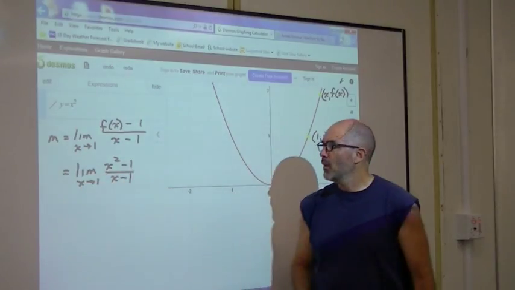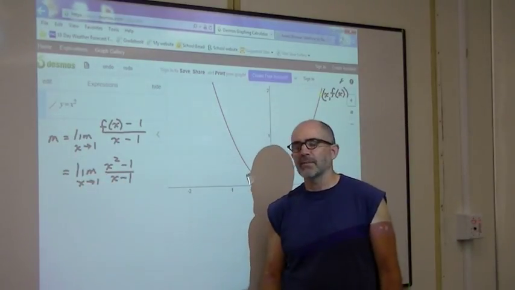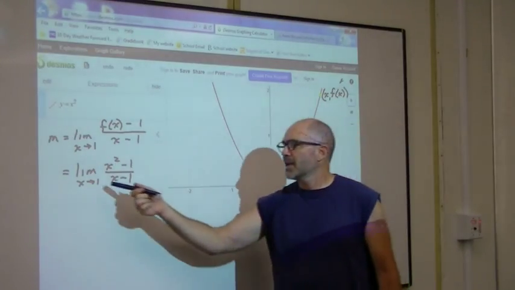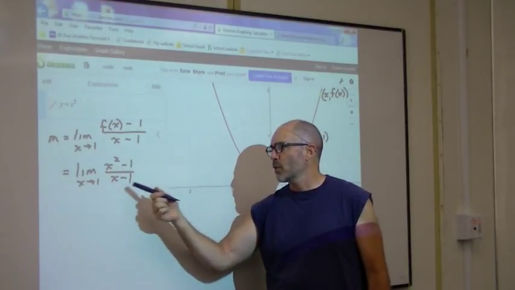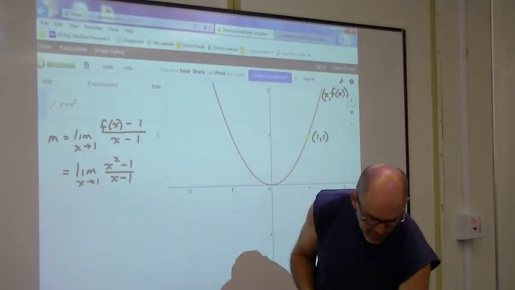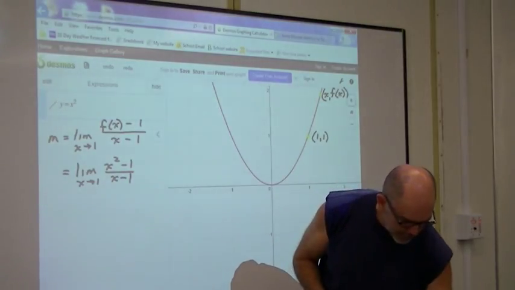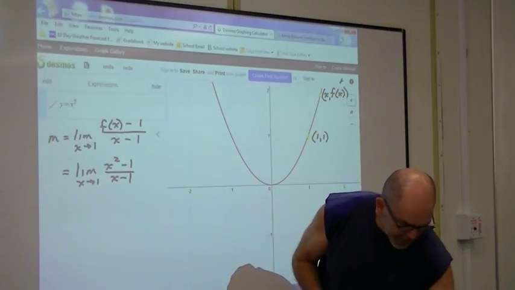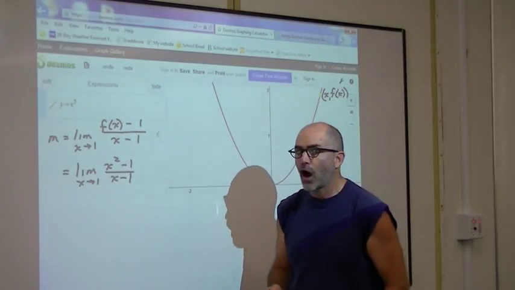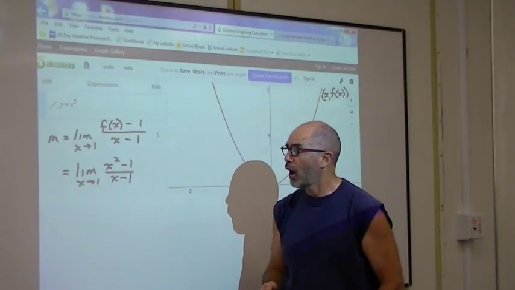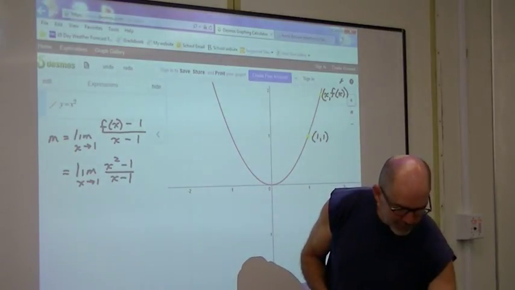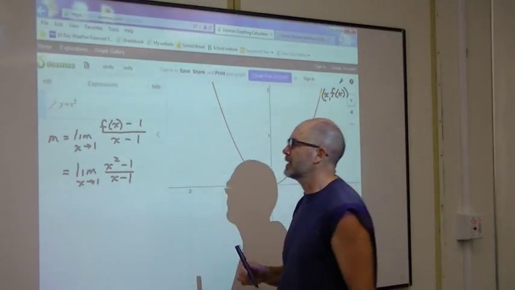Okay, now you guys are experts at evaluating limits, so let's just crank this out. So let's plug in 1 for x and we get 1 minus 1 over 1 minus 1. Oh no! What do we do? This looks like something quite impossible. It's not really. All we do is factor this.